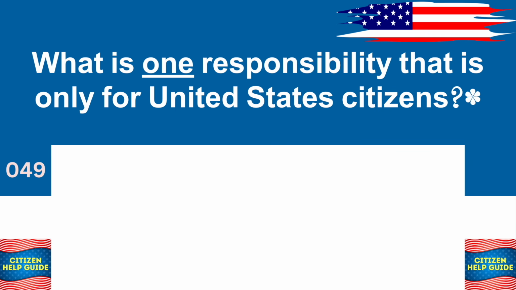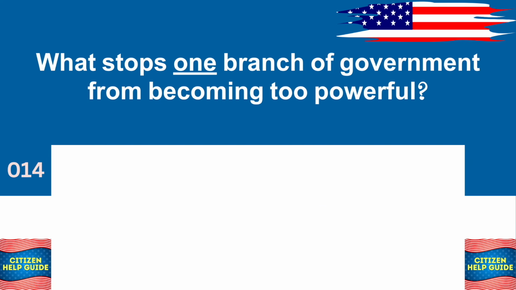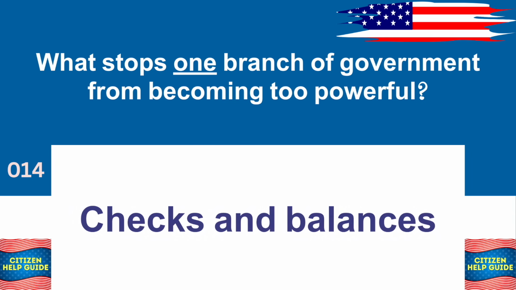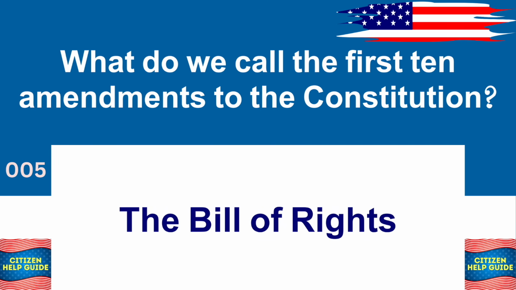What is one responsibility that is only for United States citizens? Serve on a jury. What stops one branch of government from becoming too powerful? Checks and balances. What do we call the first 10 amendments to the Constitution? The Bill of Rights.